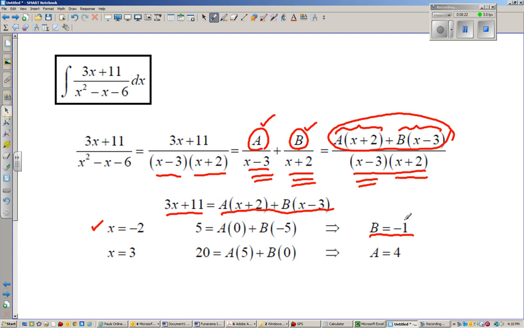What's my other zero? Well, my other zero of the common denominator, the two factors in the common denominator, would be 3. So if I put my 3 in, on the left side here, I'd get 9 plus 11, or 20. And on the right side, when I put 3 in, won't the b drop, and I'll get 5 times a. And won't 5a equal 20 when a is 4?